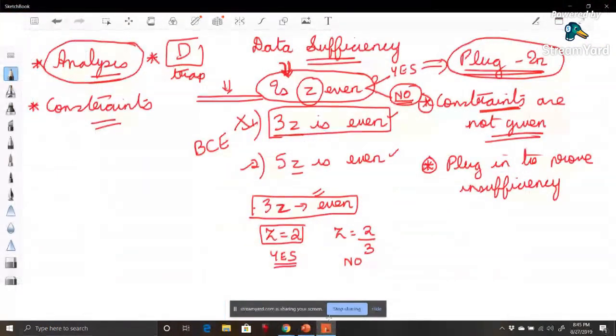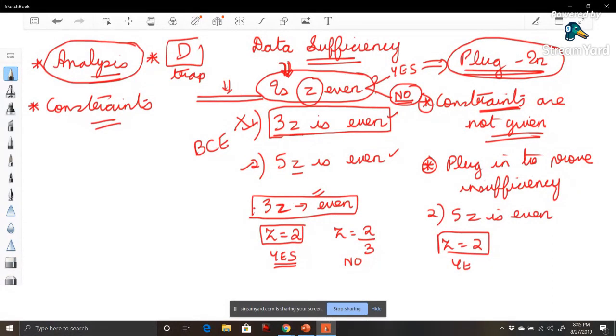Okay, so here's the second statement. The second statement says 5z is even. So quickly I can put in value z is equal to 2, which will satisfy the statement but give me a yes to the main question. But z is equal to 2 by 5 is going to give me a no to the main question. So I can knock off B. So it's very quick for me to knock off alpha and beta. Now I need to combine the two statements.